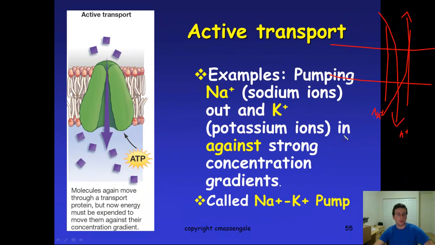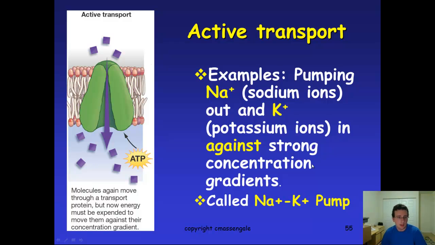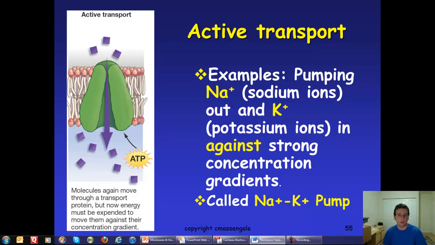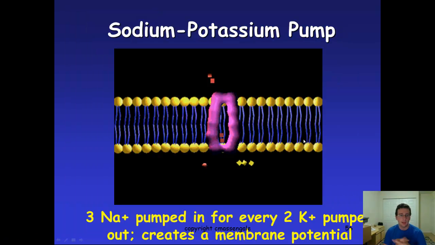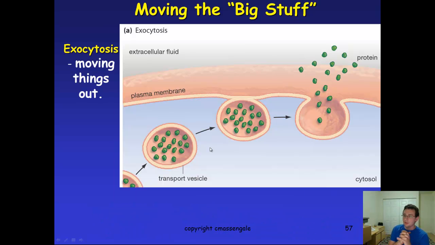All right, sodium-potassium pump. Now, here you go, it's showing you the movement of three sodiums out and two potassiums in every time, and this will be happening against the gradient, using energy. So very good.